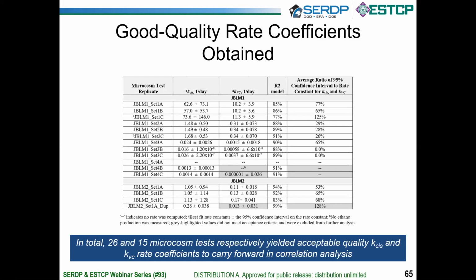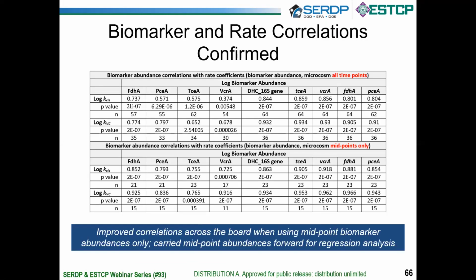So on slide 66, the results of the correlation analysis are shown. And we did that two ways. In the upper part of the table, the correlation analysis between the rate coefficients and the protein and gene biomarkers for all of the time points are shown, because we collected an early sample, initially following bioaugmentation, a midpoint, and at the conclusion of the microcosm study. And so we looked at the correlation with all of the biomarker time points, again, that's up top, and also just with the midpoint biomarker abundance only, and that's in the bottom part of the table.